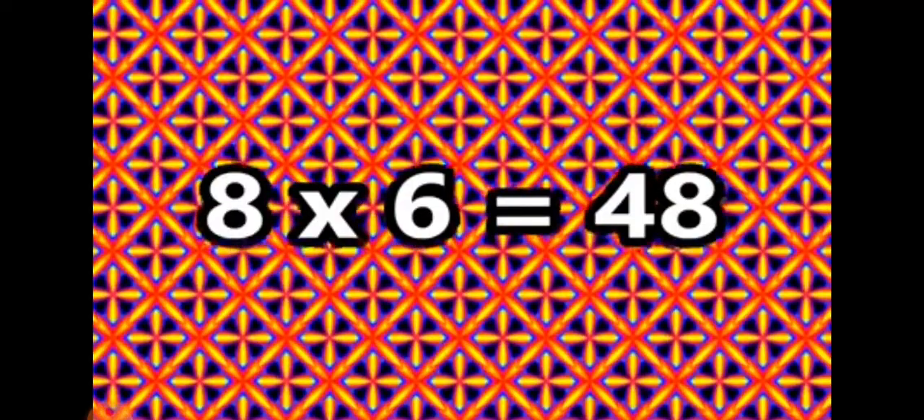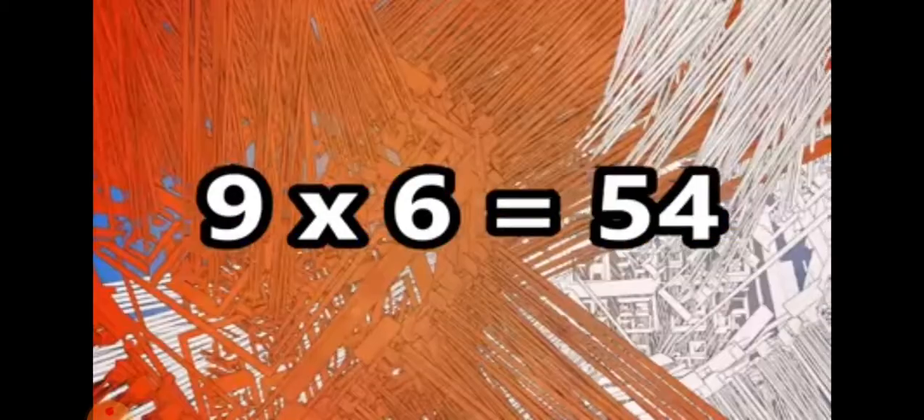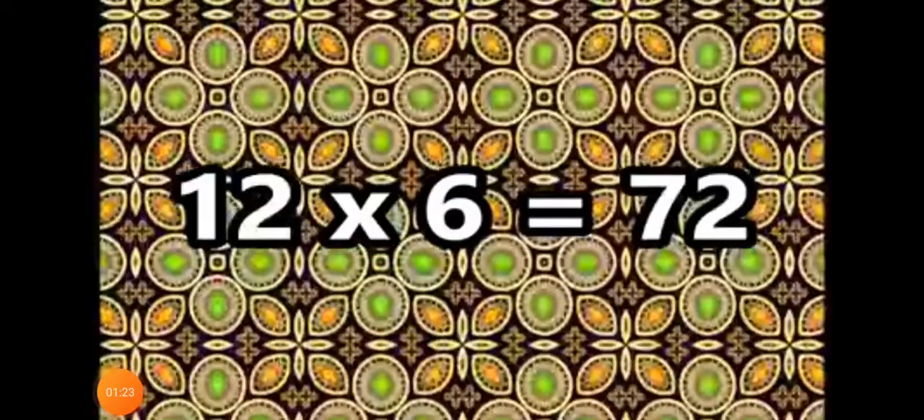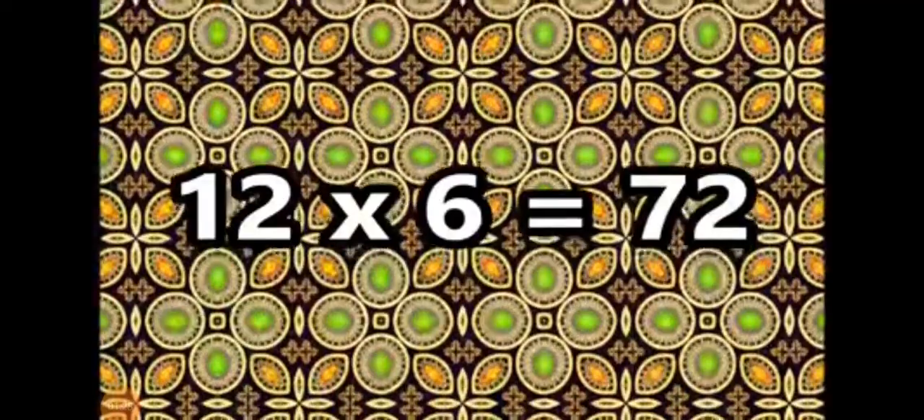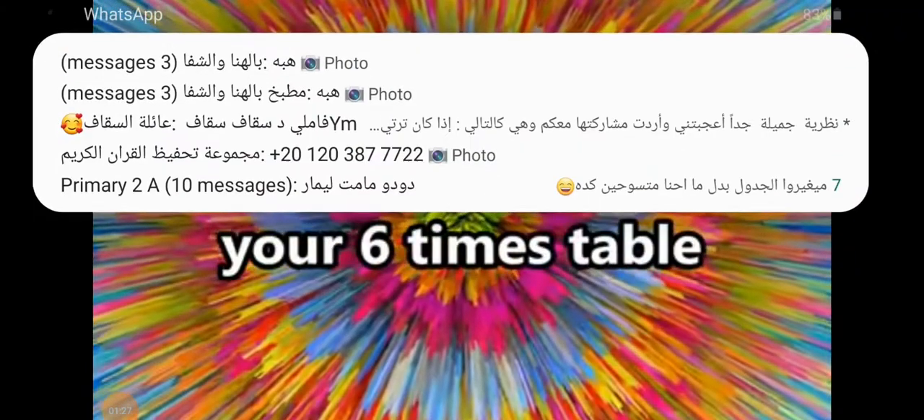And 8 times 6 is 48. 9 times 6 is 54. And 10 times 6 is 60. 11 times 6 is 66. And 12 times 6 is 72. Now you know your 6 times table.